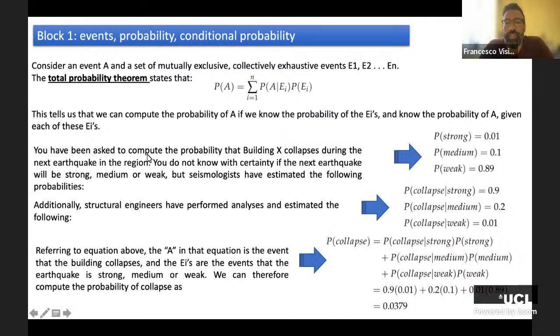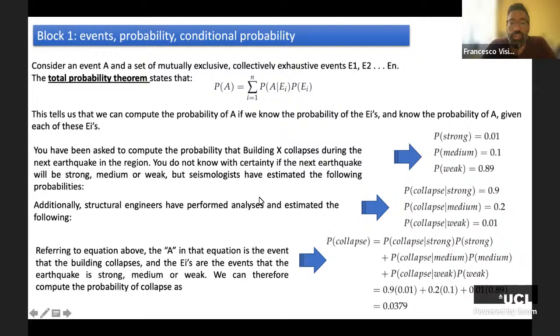For example, we have been asked to compute the probability that a building collapses during the next earthquake in the region. You don't know with certainty if the next earthquake will be strong, medium, or weak. And with strong, medium, or weak, we cover all the possible magnitudes of the events. We can use these adjectives: weak, strong, and medium. But some seismologists have estimated the following probabilities. The probability that the next earthquake will be strong is 0.01, medium 0.1, or weak 0.89.